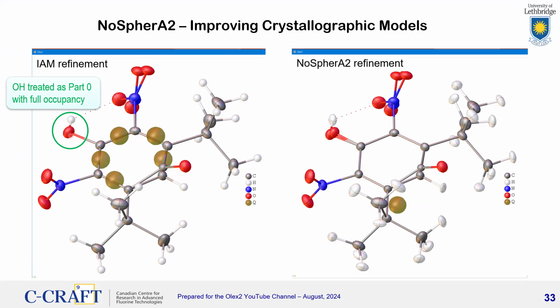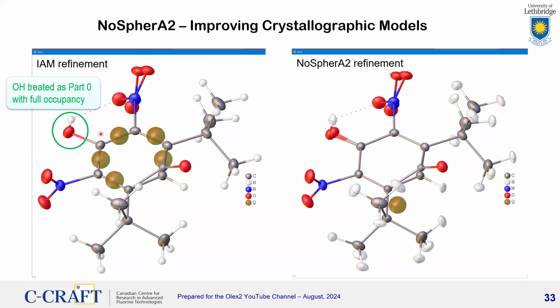Now, in the independent atom model, that just sails through, no checks, no alerts, nothing. Beautiful structure, because by ignoring the part occupancy of this phenol, and we're just talking about 10% of one hydrogen, I mean, that's nothing in the independent atom model. But if you do quantum mechanics, you can't have parts of molecules. You can't have parts of atoms. So this blew up in NoSpherA2, and I investigated why it had blown up.